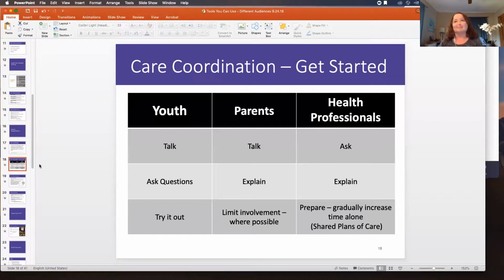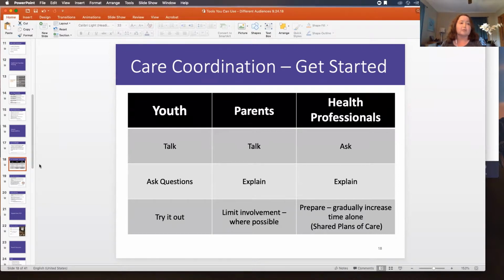They're not the experts. So this is just a way for health professionals to be more involved in the process, and then to gradually increase the amount of time that they are alone with individuals, and making that possible.